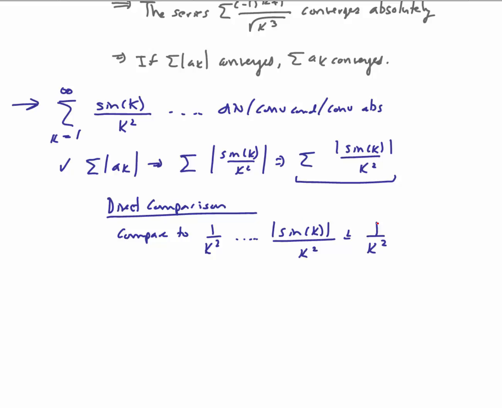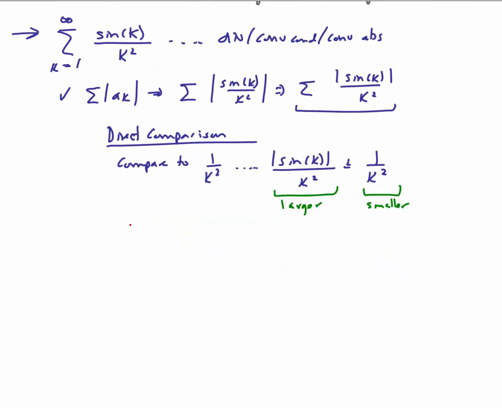So what we have here then is the larger and the smaller. If you remember with our direct comparison, we need to know the larger or the smaller. So I need to figure out what's going on with the smaller. So now we have to go ahead and check the smaller: 1 over k squared. This is that p-series again. P-series comes in handy. This is a p-series with p equal 2, which is greater than 1, therefore this converges.